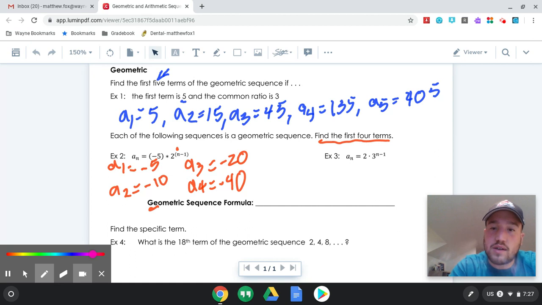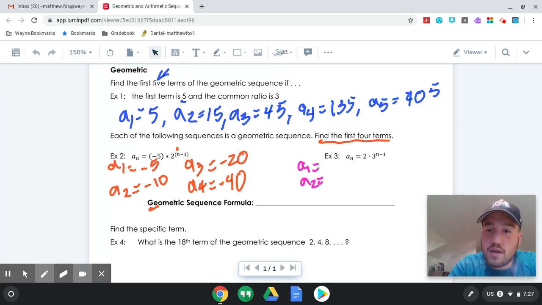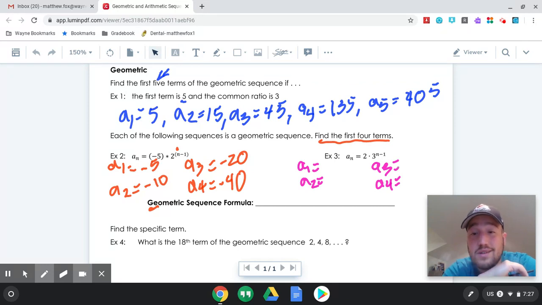So our next one, once again, we've got to find what A sub 1 is, A sub 2, A sub 3, and A sub 4, because we're finding the first 4 terms. So we plug in a 1. Once again, 1 minus 1 is 0. 3 to the 0 is just 1. 2 times 1 gives us 2 as our first number.